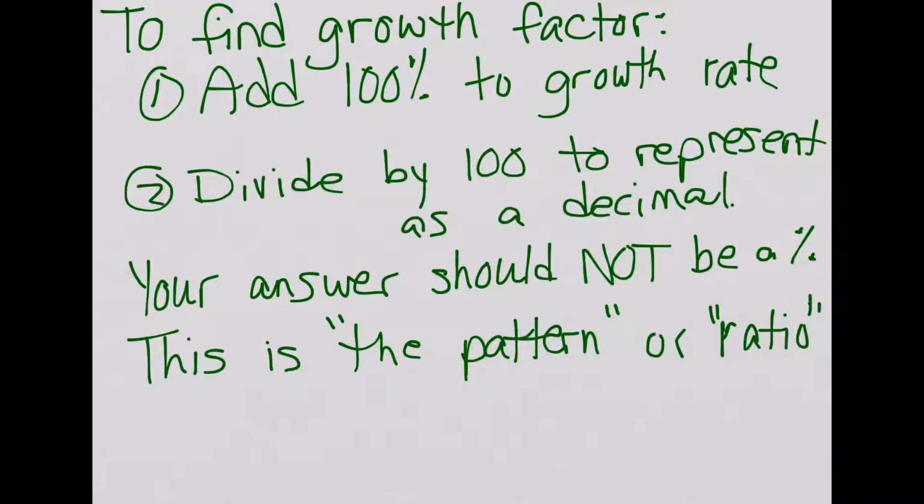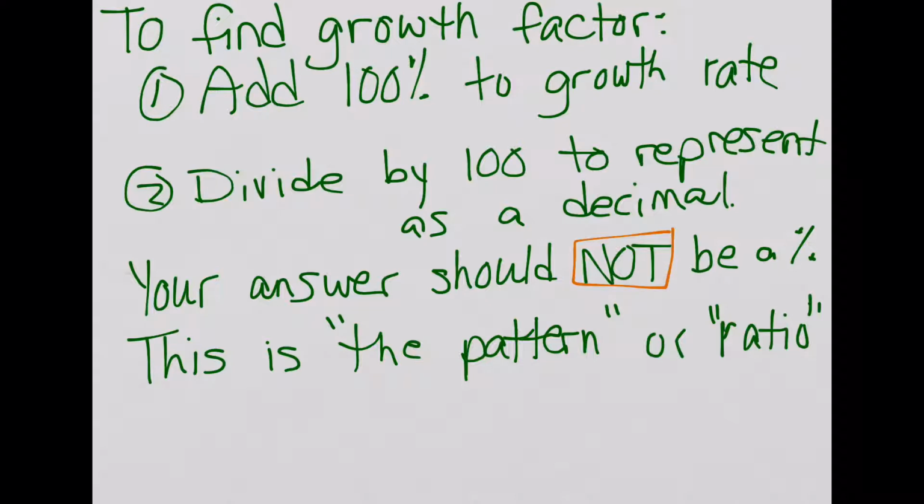then you have to use the growth factor. So to change the growth rate into growth factor, you need to add 100% to the growth rate, and then you're going to divide by 100 so that you can represent it as a decimal. And your answer should not be a percent. You're converting your percent into a decimal growth factor. So we should not see a percent sign at the end of any growth factors.